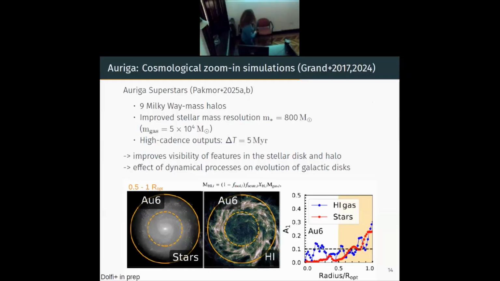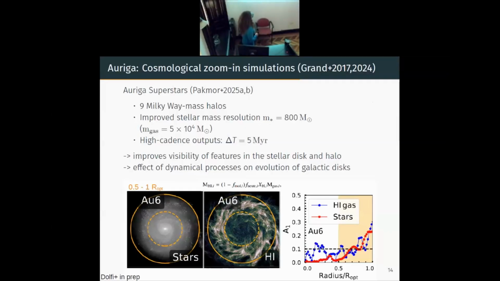And here you can see an example of one simulated halo, and this is the stellar surface density, and the density of the H1 gas, which we recover in the simulation. The orange circles represent the radial range between 0.5 and 1 optical radius, which we use to quantify the lopsidedness, both in the morphology and kinematics. And here you see the recovered radial profile of this galaxy.